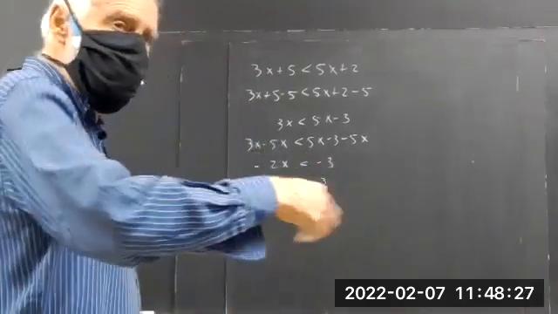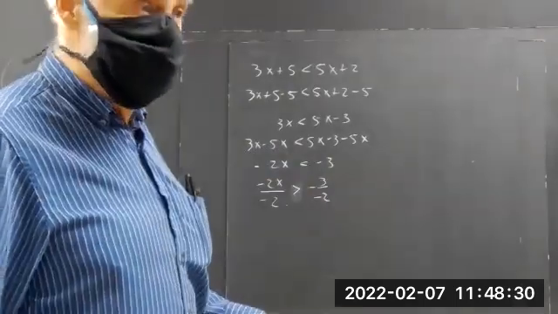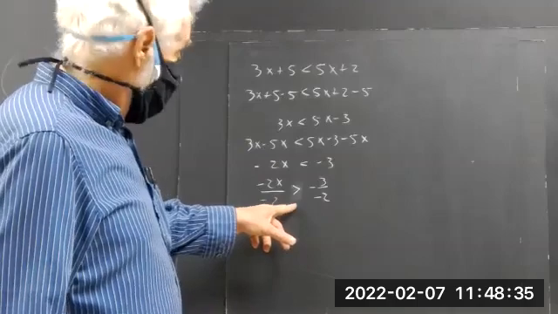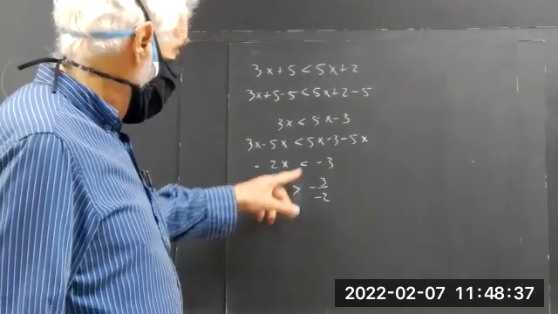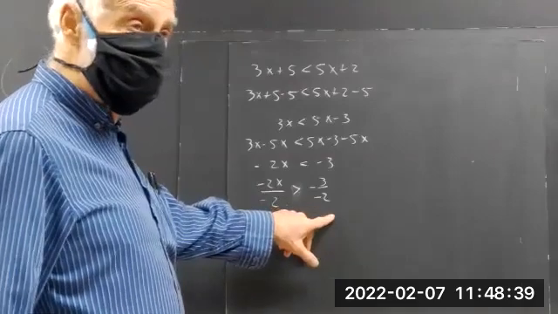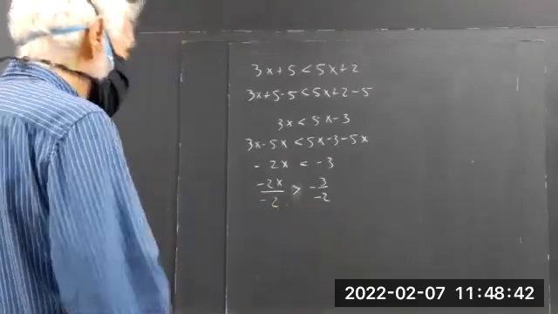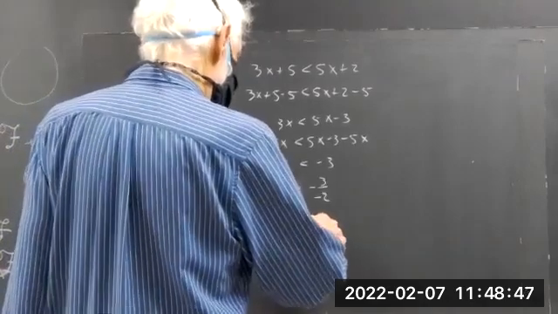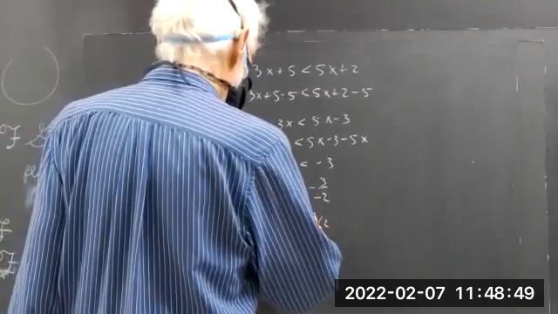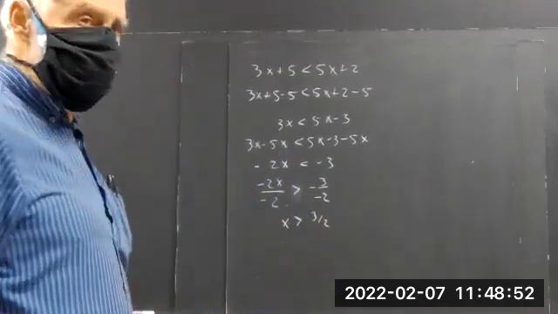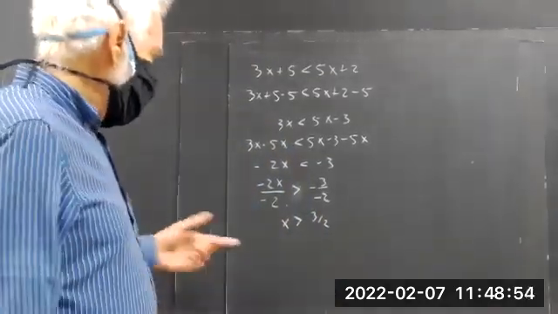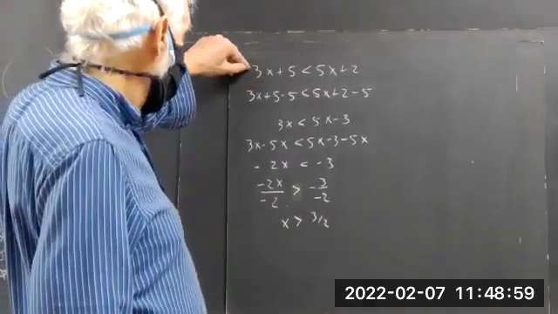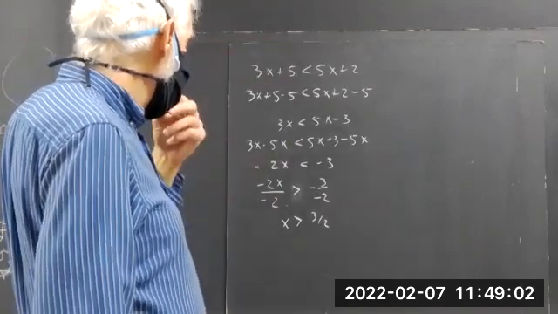If we just write it down without thinking, like I did intentionally so you could correct me, you're going to mess up. So anytime you multiply or divide by a negative, you have to reverse that inequality, which gives you x greater than 3 halves.